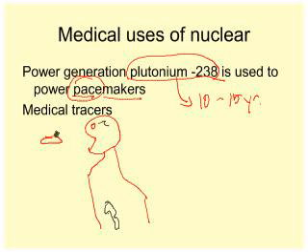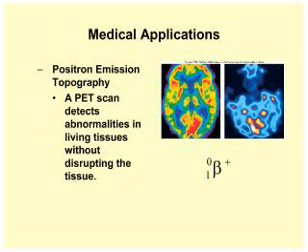Or if these things go into your brain, and you're tracing them to try and see parts of your brain, and it only goes to part of your brain but not your whole brain, then you start to realize there's problems. Another type of tracer you can use is a PET scan, which detects abnormalities in living tissue without disrupting the tissue.